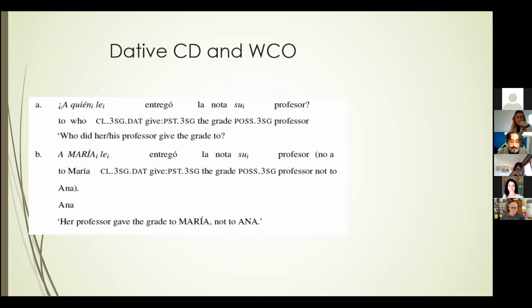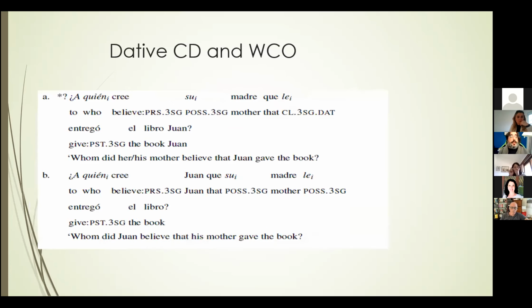If you don't have the clitic here, which is possible for some speakers, then weak crossover reappears. And the same with focus in B. If we use the test of embedding, then we have exactly the same pattern that we have with accusative doubling. "¿A quién cree su madre que le entregó el libro Juan?" We get crossover effects in the matrix clause. If you put the possessive in the embedded clause, then no weak crossover effects.